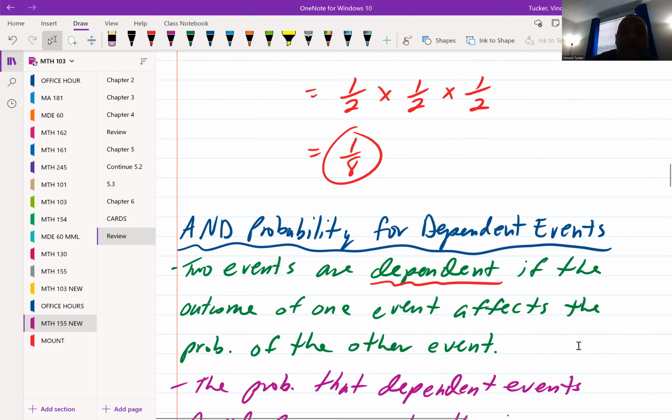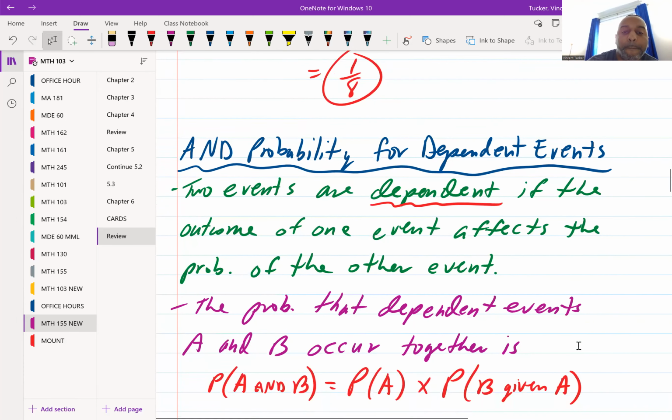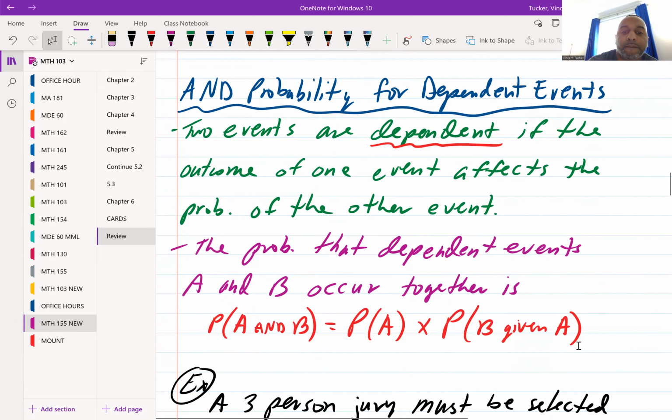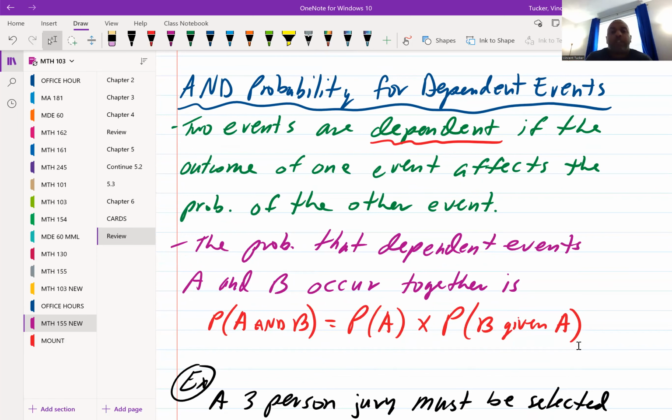All right, done with red. So the probability that dependent events A and B occur together: once again, we're dealing with and, so we're doing multiplication. So we do the probability of A times the probability of B, given that A has already occurred.